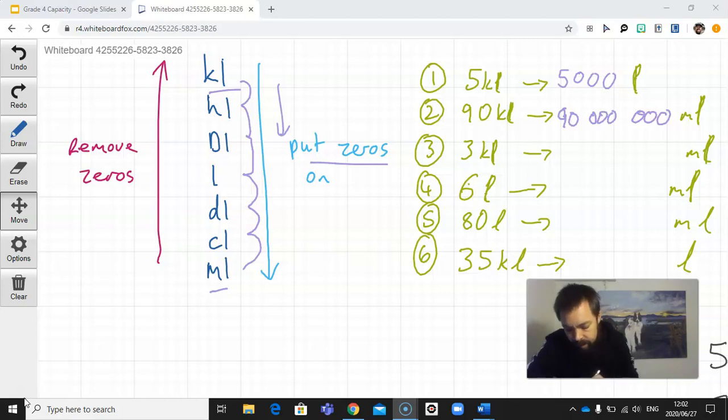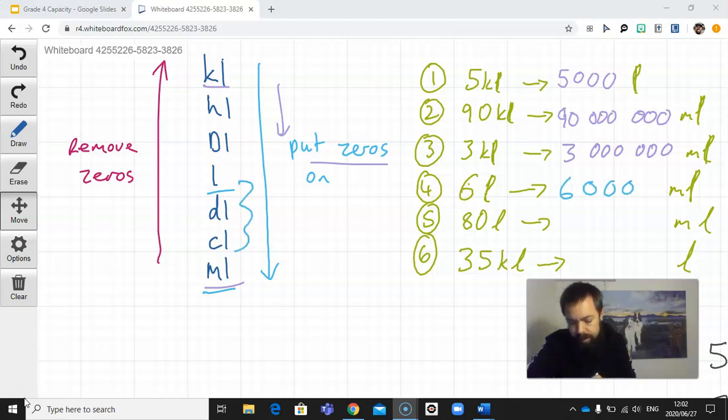And again, this one we're going from kiloliters to milliliters. It's again 6 jumps, so it's got to be 6 zeros. So 3 kiloliters is equal to 3 million milliliters. Now we're going from liters down to milliliters. That's 3 jumps, so we're going to put 3 zeros on the end. So 6 liters is equal to 6,000 milliliters. The next one, we're going from liters to milliliters again. So we're going 1, 2, 3. We already had 80 there. We're going to put another 3 zeros on, 80,000 milliliters.